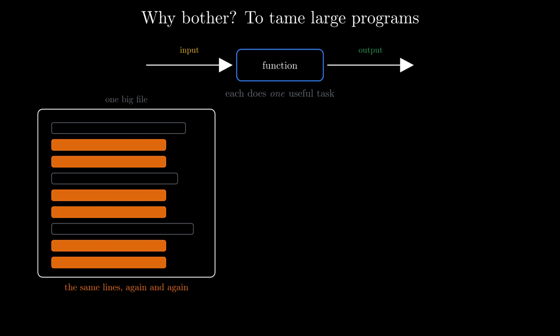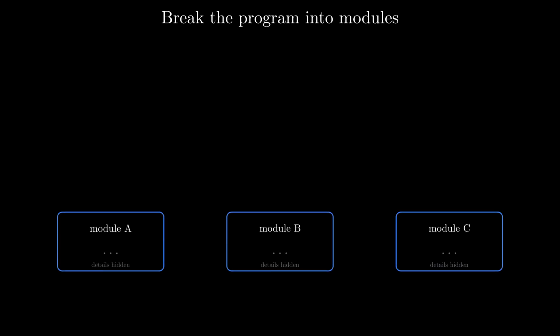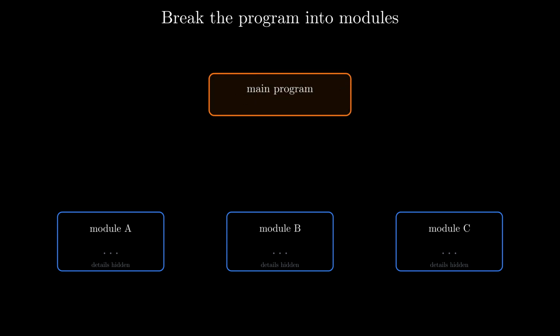It is telling you that this chunk of work deserves to be pulled out, given a name, and turned into a function you can reuse instead of copying and pasting. This is how you break a huge program into pieces. You carve it into small self-contained modules, each a function that does one job well, and then the main body of your program changes character entirely.